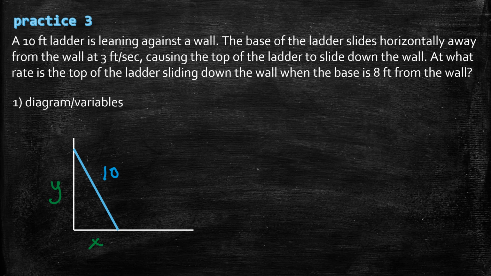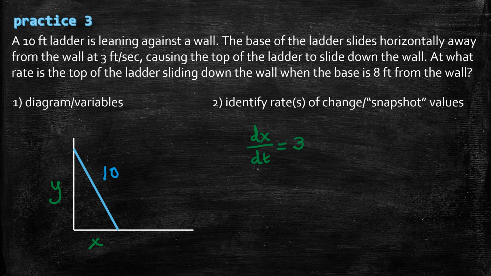Our next step is to identify the rates of change and snapshot values of the variables. All we know is dx/dt, the rate at which the bottom of the ladder slides horizontally. So dx/dt is 3, and this is increasing as the ladder slides out. And we want to know about a rate when the base is 8 feet from the wall, so at the particular time that x equals 8.